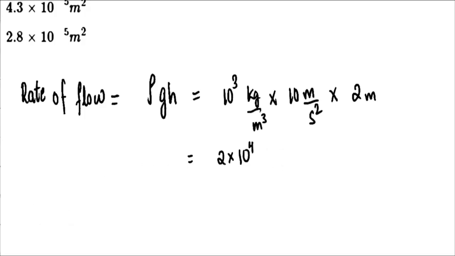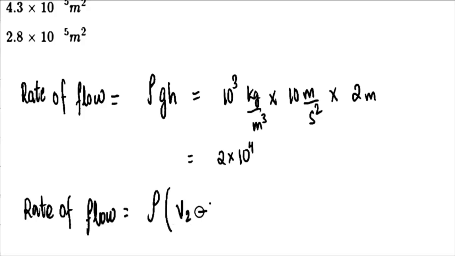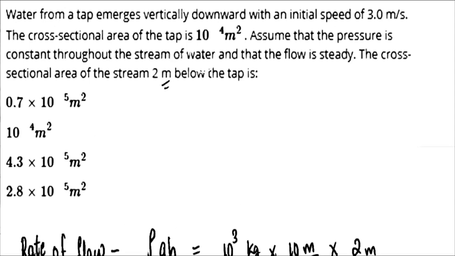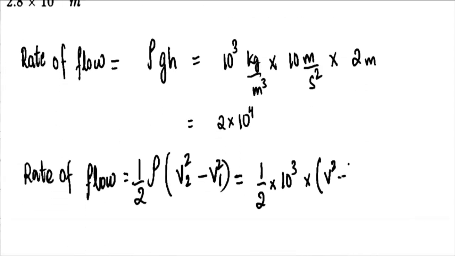And also we know the rate of flow. If you think about one more equation, the rate of flow is equal to density into V2 minus V1 by half into V2 square minus V1 square. This formula is also given in our books. So we'll write half into 10 to the power 3 into V2 square, which we don't know, so we'll just leave it as V square, and V1 square is the initial velocity, which is 3 meter per second, so it will be 9.